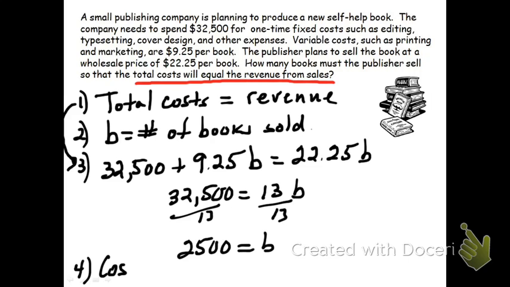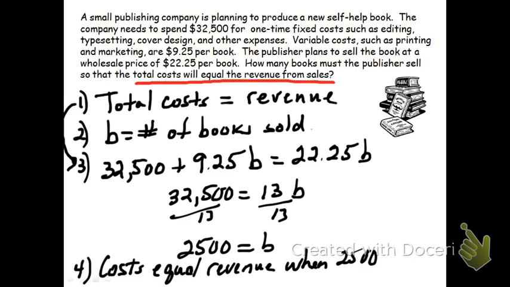So costs equal revenue when 2,500 are sold. I'm running out of room there. Does that make sense? I think so.